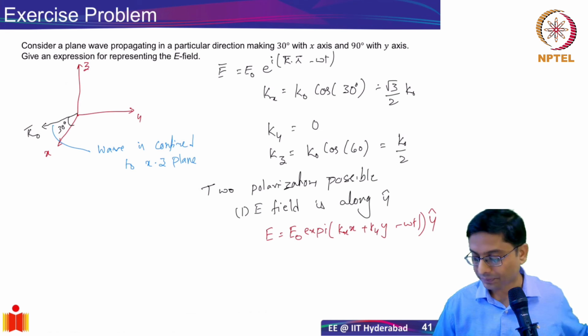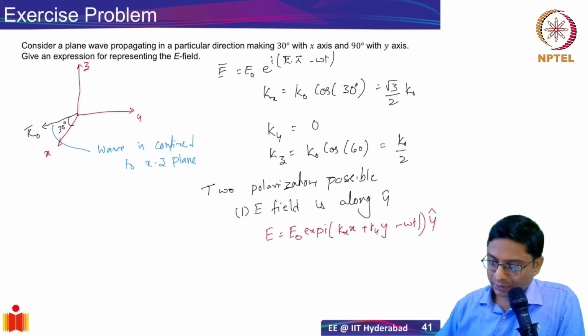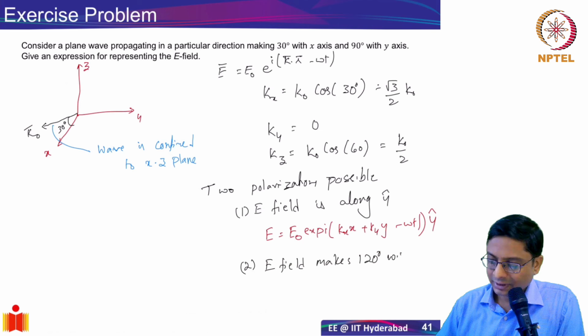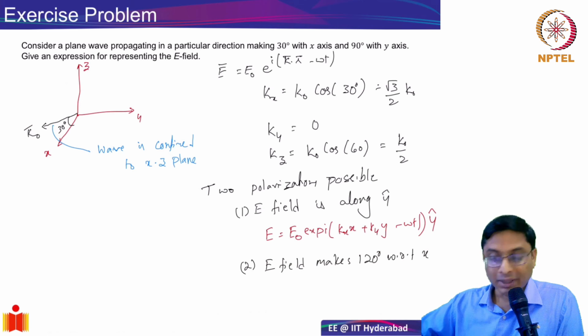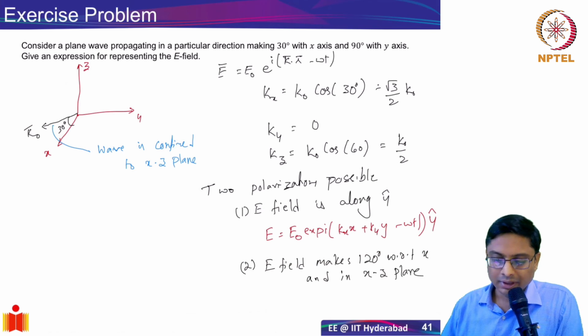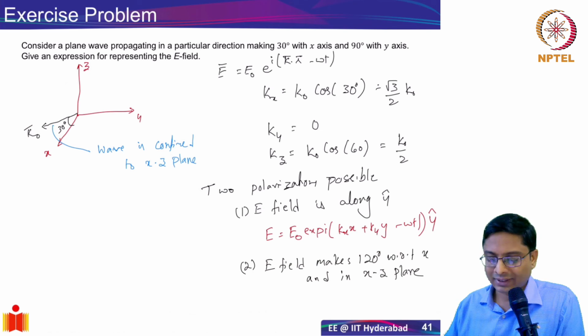Sorry. Yeah. This is one possible electric field. You can have another possible electric field polarization, where the E field makes 120 degrees with the x-axis, also in the xz plane. When you have that, of course, you can calculate the components in the x and z directions and write out the expression.